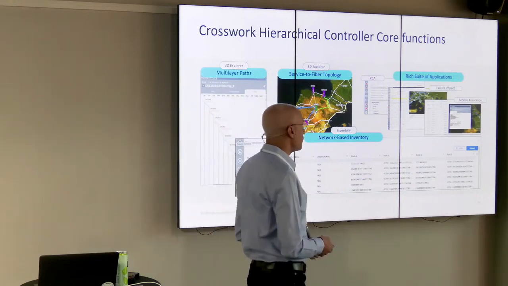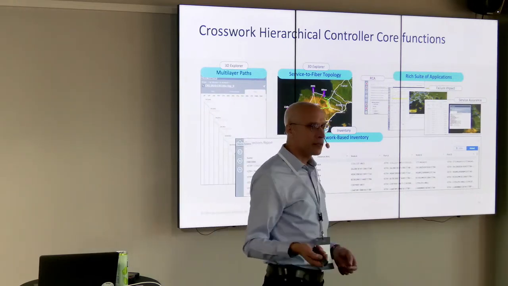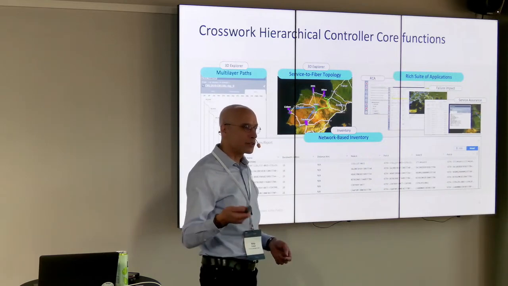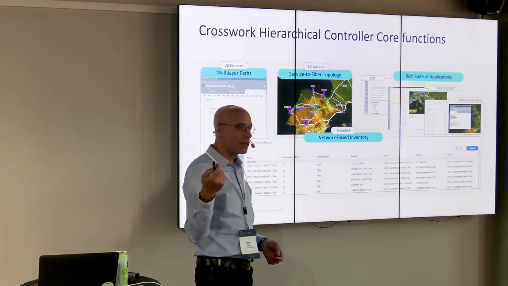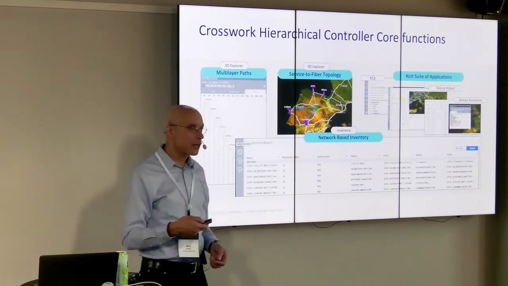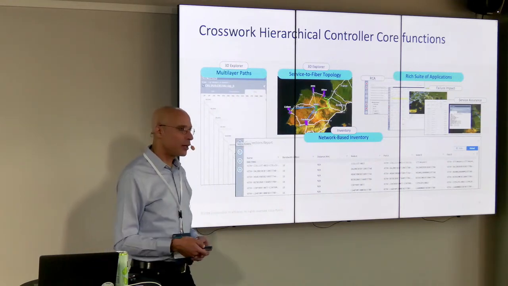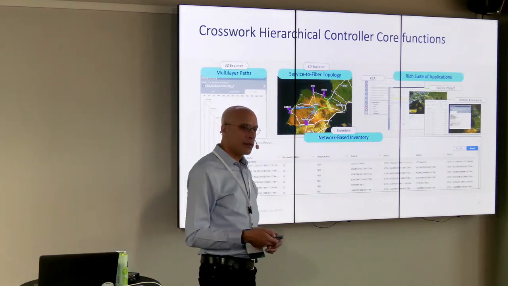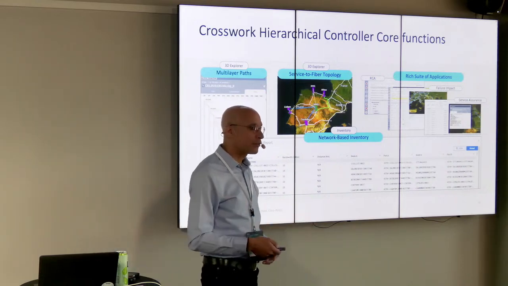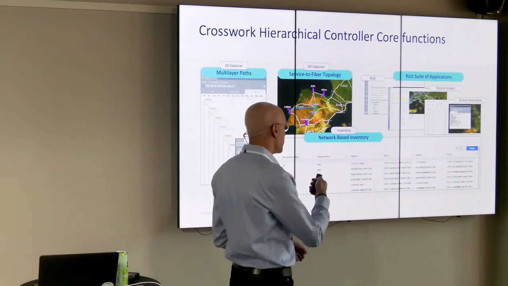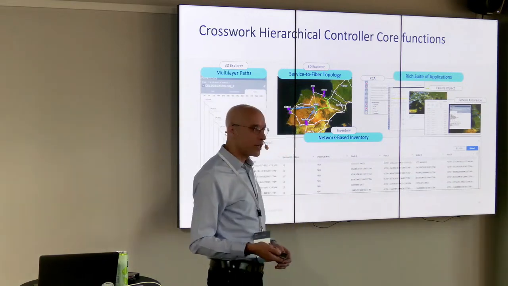For example, others like root cause analysis. There was a fiber cut. Which services were impacted? Which MPLS tunnels or SR tunnels went down? So I need now to think about how to prioritize my recovery plan for such a failure. So these are applications that you can see in the UI, and also APIs that are exposed.